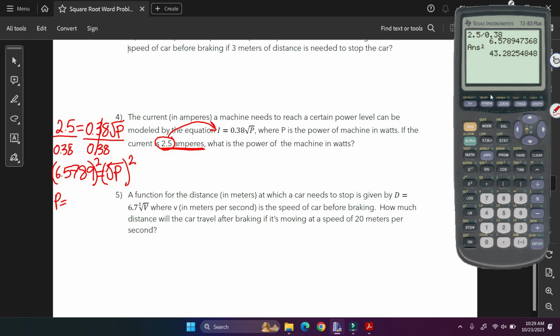Okay. So that tells us that the power from a current of 2.5 amperes is 43.28 watts.